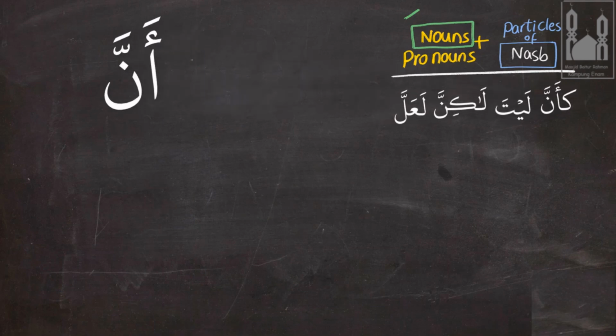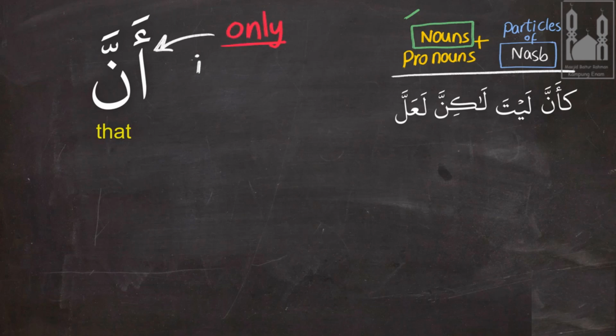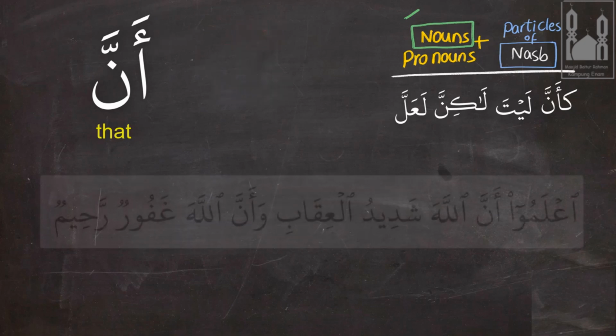Moving on to the next particle, which is anna. And notice here the hamza is on top, and therefore it has fatha, which is different from the previous one. In terms of meaning, anna means that, but it also adds emphasis to the meaning of the sentence. But when it comes to how it's used, anna can only be used in the middle of the sentence, unlike inna, which is more flexible and mainly used at the beginning of sentences. And we see anna used in this coming example.